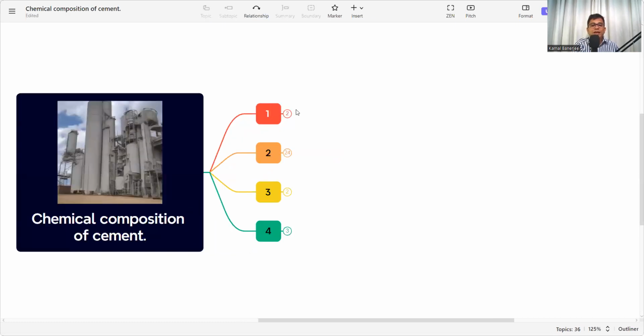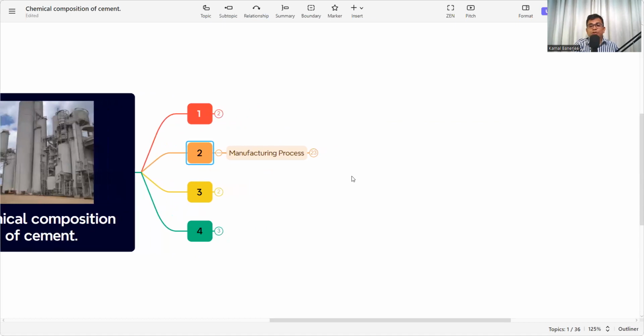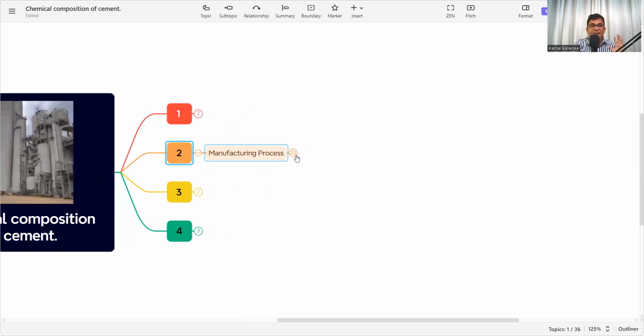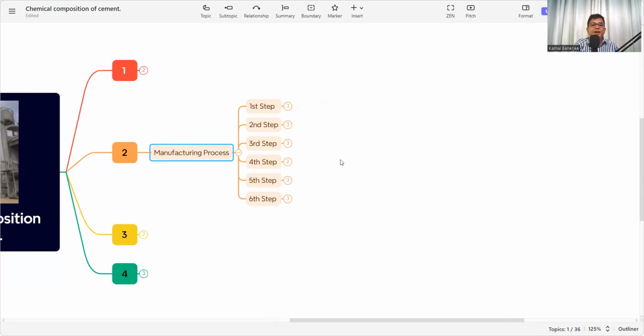So start with the chemical composition of cement. First, what is the cement raw material we are using when we are doing it in a factory or in the plant? That is lime, silica, alumina, and iron oxide. It is the main chemical raw material for cement production in the plant. And next, we will know how the cement manufacturing process works, not in depth, but in a nutshell, we know that there are 6 steps in which cement is produced.